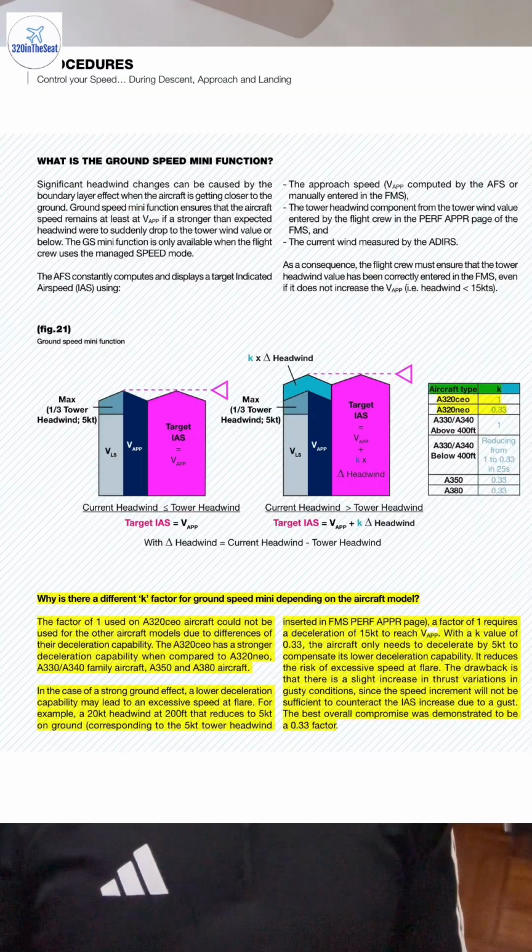Another point is that on the NEOs, the IAS speed target increment is lesser than that on the CEOs. And the reason for this is that the CEOs have a better deceleration capability, so they can afford to have a slightly higher speed all the way down the approach. And the exact explanation is given in Airbus Safety First magazine, issue 24, July 2017. I'll put an image up on the screen. You can pause and have a look.